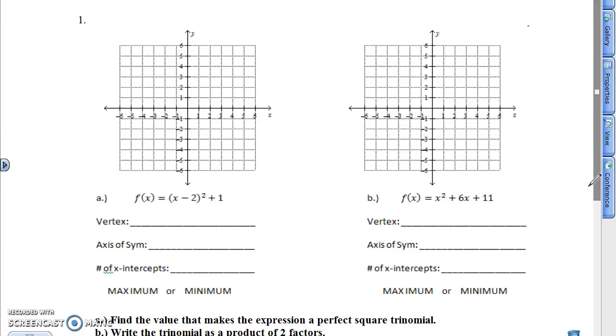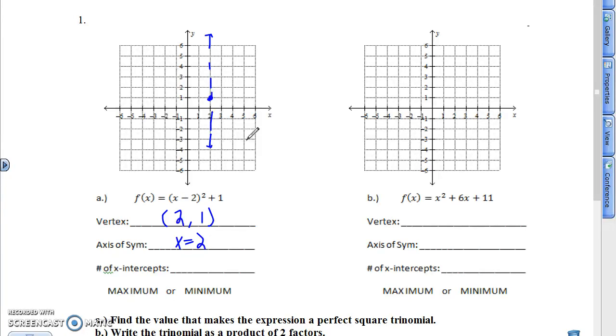Graphing question number 1. f(x) equals the quantity x minus 2 squared plus 1. Noticing that this quadratic equation is in vertex form, the vertex would be at (2, 1). So I could plot that point, (2, 1). The axis of symmetry would go right through that point, a vertical line. So that would be x equals 2. Notice this is the x-coordinate of the vertex.